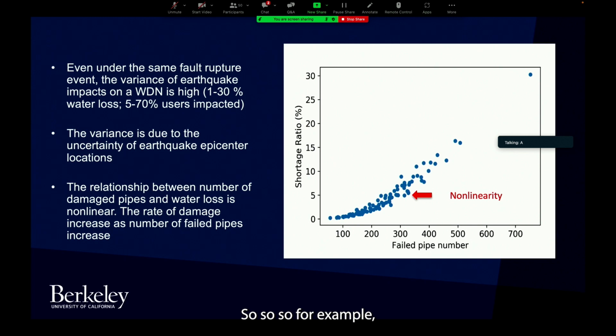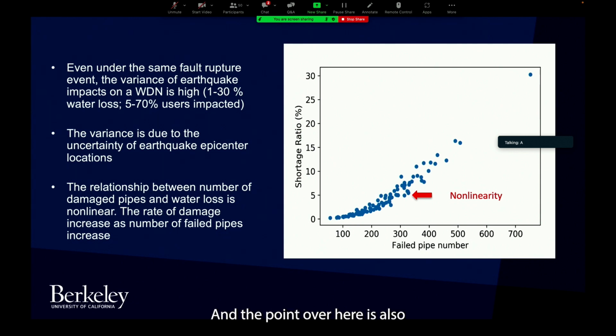For example, this one shows pipeline number on the horizontal axis, and the shortage radius, how much water people are getting and how much they are not getting, to be honest. So you might say 10% of the population is not getting water. And the point is that this is a magnitude 7.05 earthquake. Depending on the scenario, you may have almost 50 breaks, or you can have 700 breaks. So it's so variable.